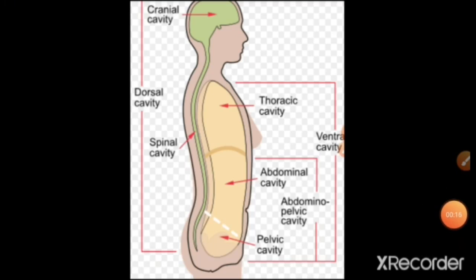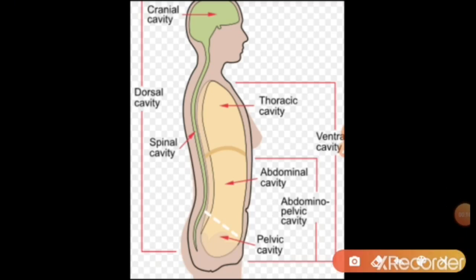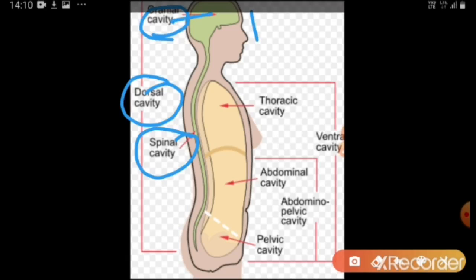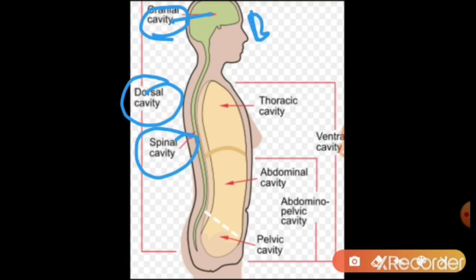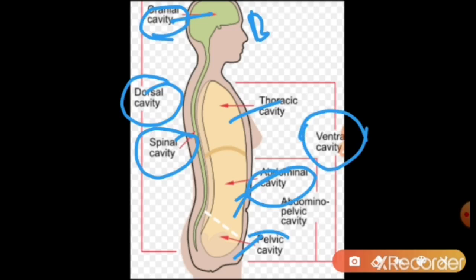This is the cavity image. The dorsal cavity contains the cranial cavity and the spinal cavity. The cranial cavity includes the brain. Next, the ventral cavity contains the thoracic cavity, the abdominal cavity and the pelvic cavity, and the abdominal and pelvic cavities together are the abdominopelvic cavity.